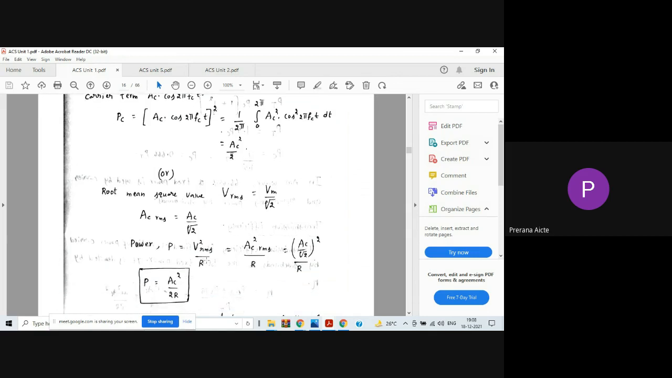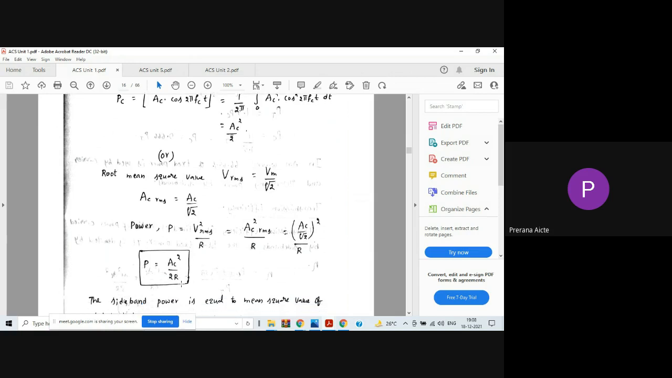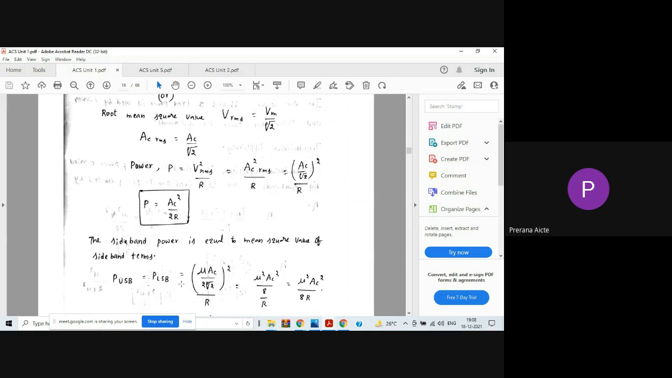And we know, right, the formula P equals V square by R, where V is nothing but voltage, here Vrms. So the voltage is nothing but Ac by root 2, right? So that is (Ac by root 2) whole square by R. So what is the formula? Power P equals Ac square by 2R. That is nothing but carrier power.